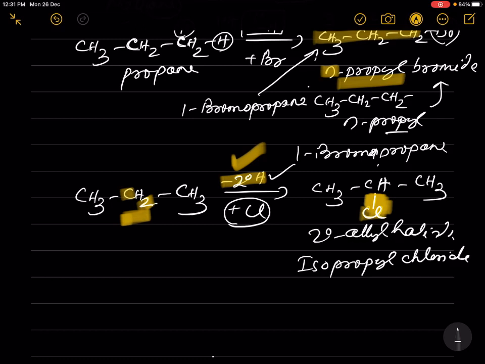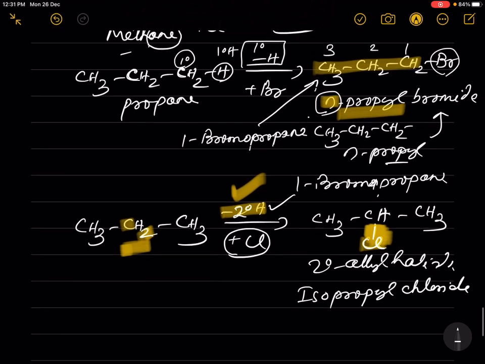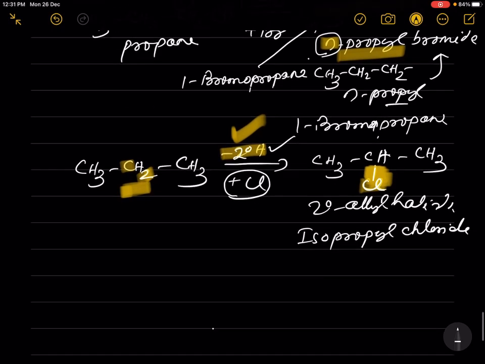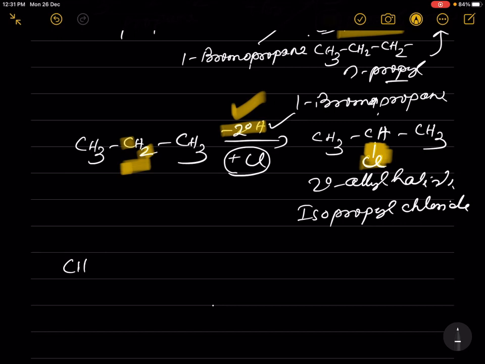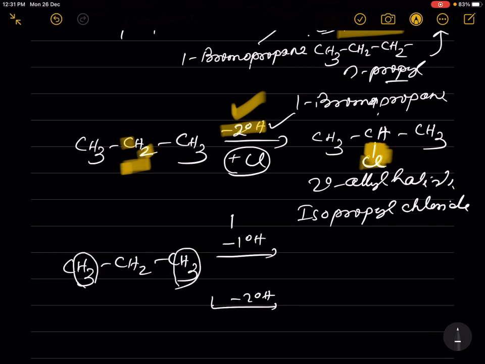Here you say this is N-propyl bromide. Here it is isopropyl chloride. Why iso? Because in propane there are two types of hydrogen atoms: primary hydrogen atom and secondary hydrogen atom. If you remove one primary hydrogen atom, there are 6 primary hydrogen atoms, but we have removed one primary hydrogen atom. So we are getting CH3 CH2 CH2 bond. This is N-propyl.